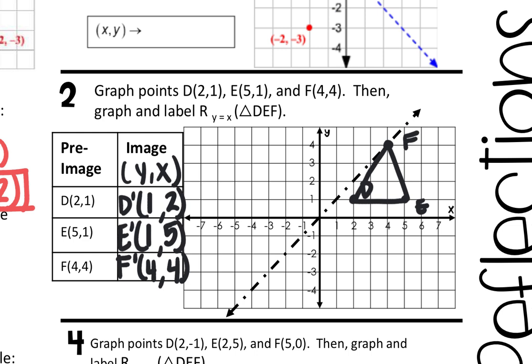All right. I need to graph them. Now that I have my D prime, my E prime, my F prime, I'm going to go ahead and graph them.